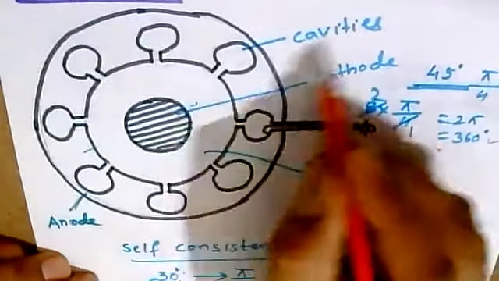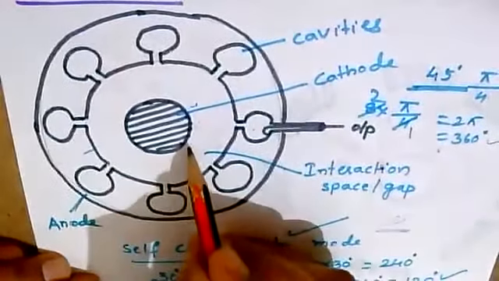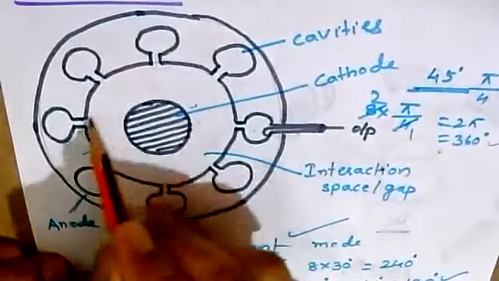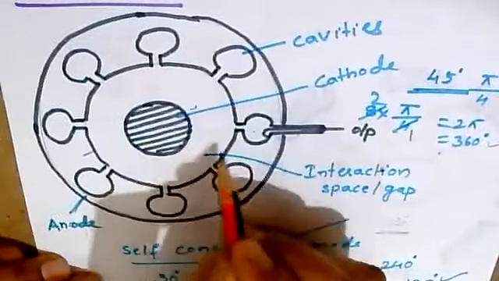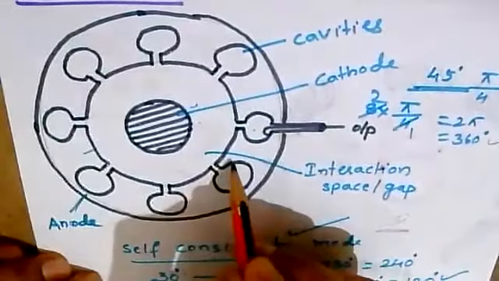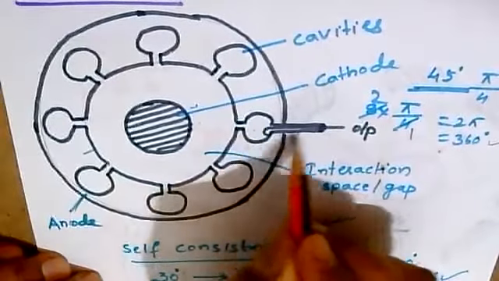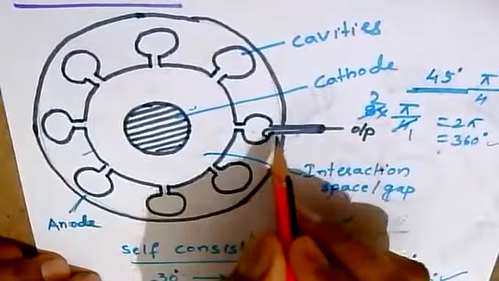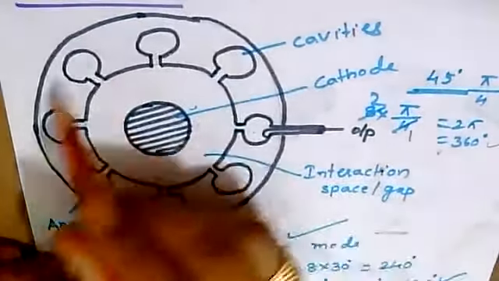These are called the anode cavities. Now, the oscillations provided within the interaction space or gap are taken from one of the cavities. Out of these 8 cavities, any one cavity can be used as the output, and it is taken by the coaxial probe as shown here. So that's what we have discussed.